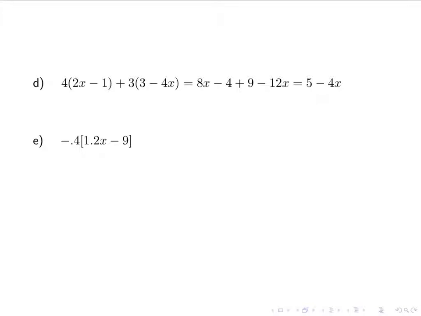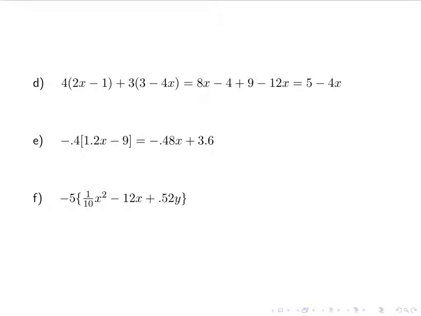As another one, we have negative 0.4 times (1.2x minus 9). So this isn't parentheses, but they're still grouping terms, so it doesn't matter if it's parentheses or brackets or braces, they all mean the same thing. So negative 0.4 times 1.2 is negative 0.48, and then we have the double negative, and then 0.4 times 9 is 3.6. We have plus 3.6, so don't forget about the double negative.